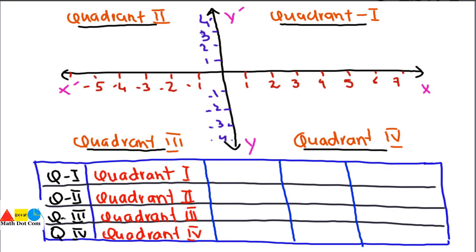What does quadrant mean? Basically, quadrants are the portions of the Cartesian plane. The Cartesian plane is divided into four portions. But on what basis is it divided? It is divided on the basis of the values of x and y.